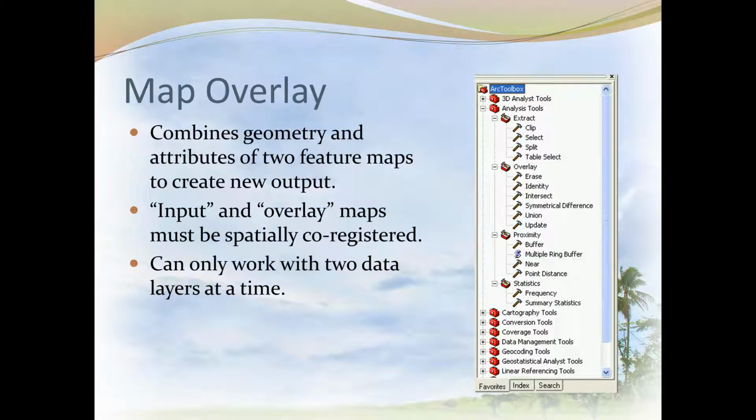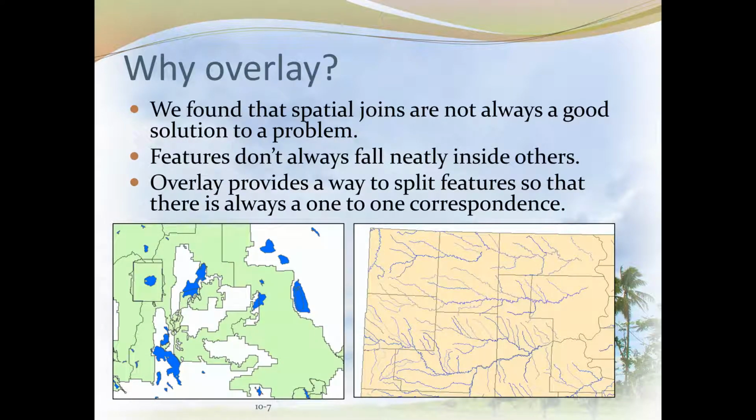So map overlay combines geometry and attributes of two feature maps to create a new output. Input and overlay maps must be spatially co-registered, and they can only work with two data layers at a time. So why overlay? We found that spatial joins are not always a good solution to a problem, and features do not always fall neatly inside others. Overlay provides a way to split features so that there is always a one-to-one correspondence.